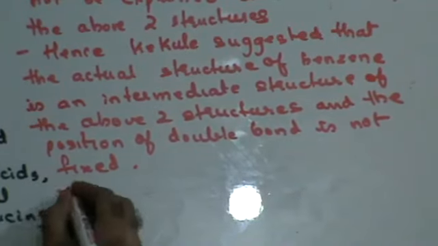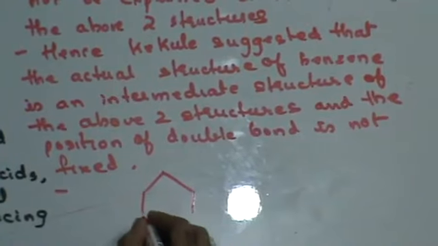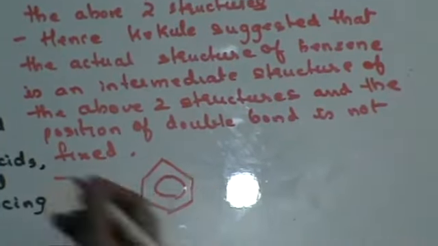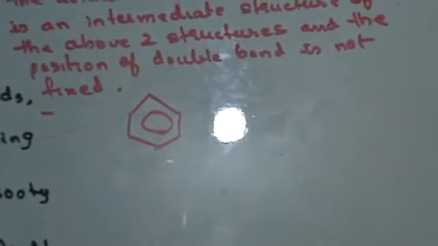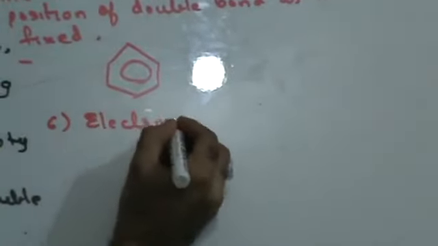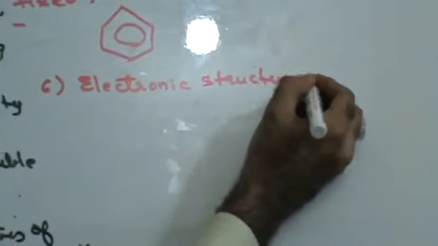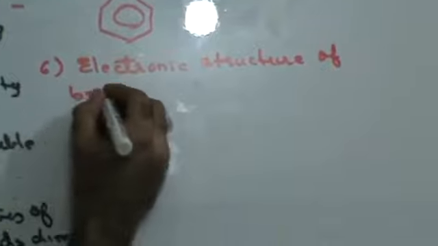So he said that you could draw it this way. Instead of drawing double bonds, you could draw the hexagon and draw a circle inside, where you could have the double bond at any position, right? So that's my structure of benzene. Now let's see what the electronic structure of benzene is.